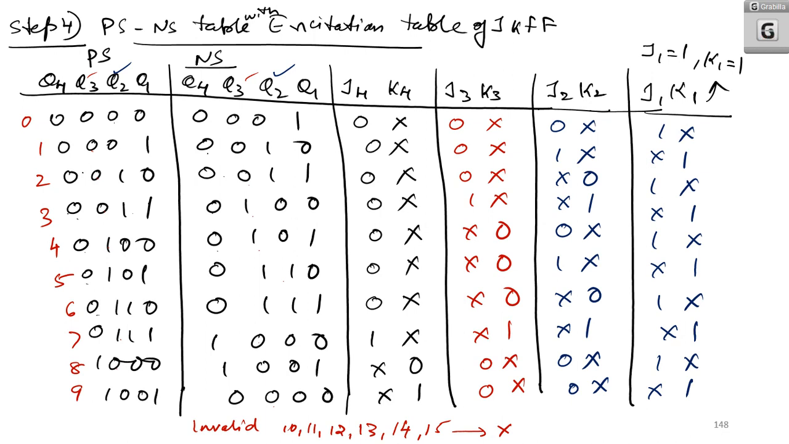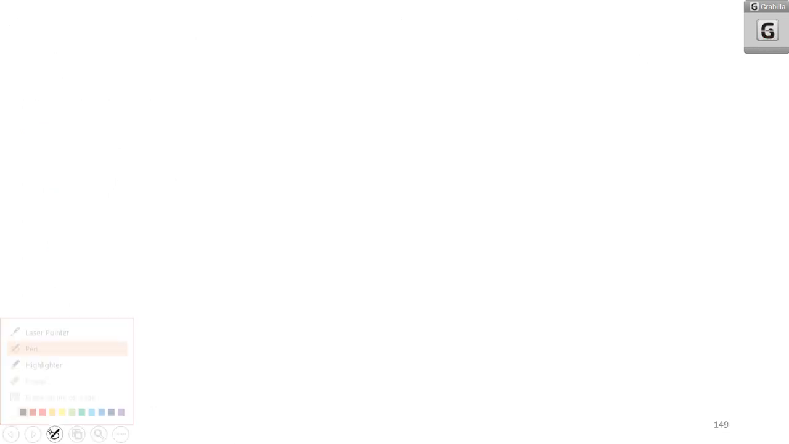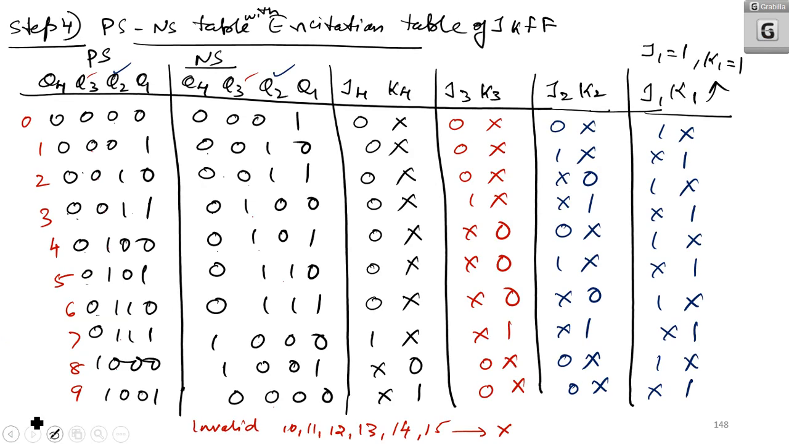Now you need to derive the expression for J4, K4, J3, K3, J2 and K2. So you need total 6 K-maps. First I am going to derive for J4. If it is J4, what is J4? J4 comes where? So this is J4. I'm going to derive the expression for J4.